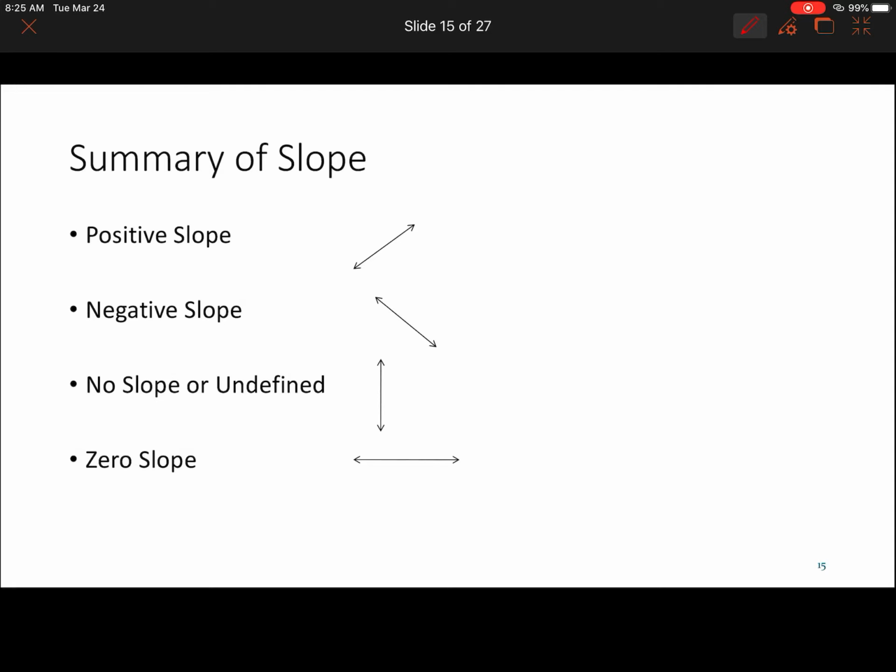If this line had a negative slope, as you look at it from left to right, the line went down. You see that here in the second example. And those are two that most people understand without a lot of issues, because if it's positive, it goes up. If it's negative, it goes down. Where people often get confused are with each of these: the no slope or undefined slope, and the zero slope.